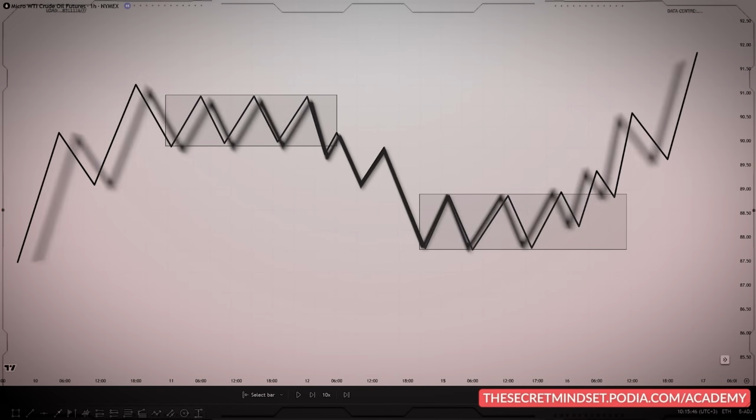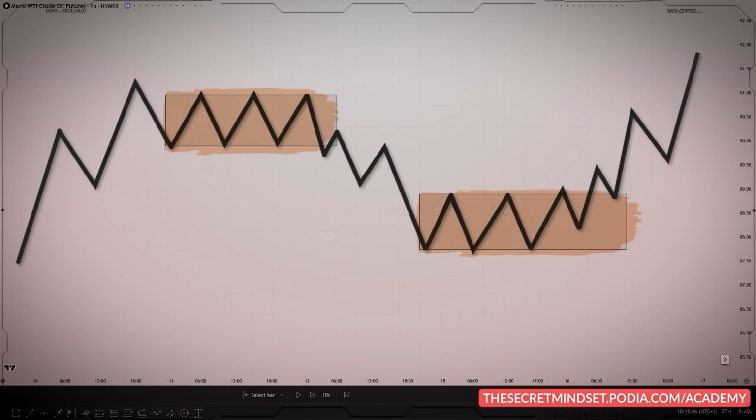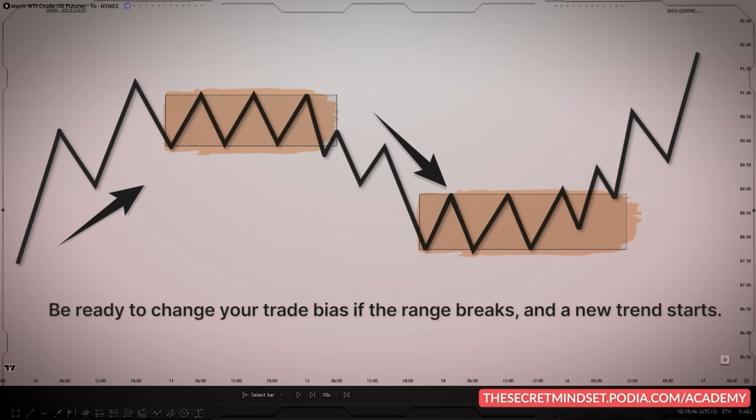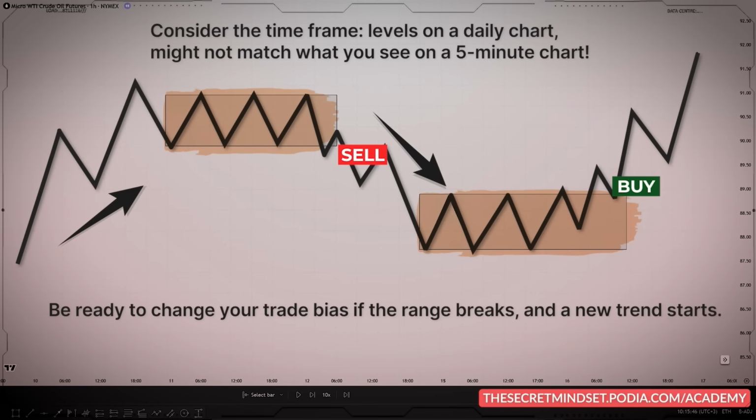In ranges, you're often looking to buy near support and sell near resistance. But be ready to change your view if the range breaks and a new trend starts. And consider the time frame. Levels on a daily chart might not match what you see on a 5-minute chart. Be clear about your trading horizon.